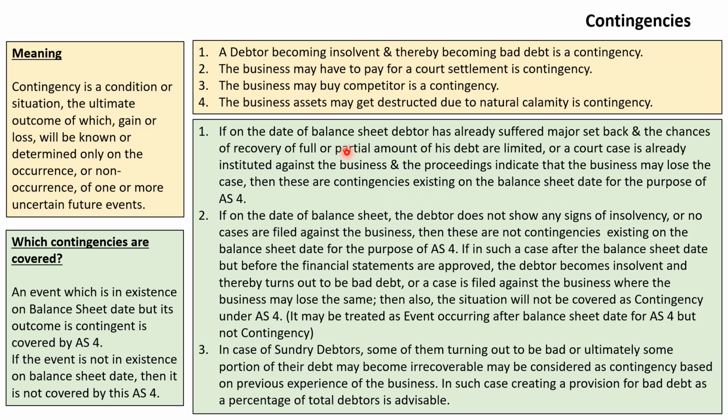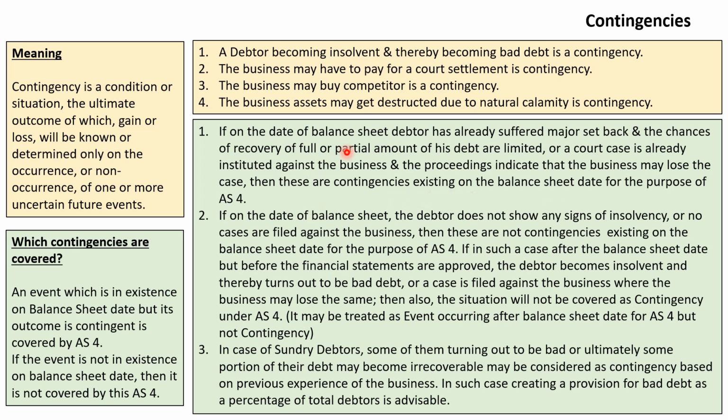So we already know that a debtor in the balance sheet has already suffered a setback, and we may not be in a position to recover either full or part of the amount. Then such a situation can be called a contingency for the purpose of AS4.